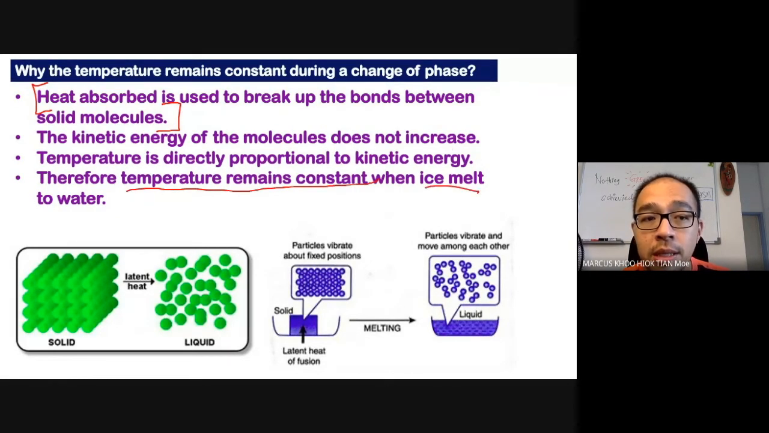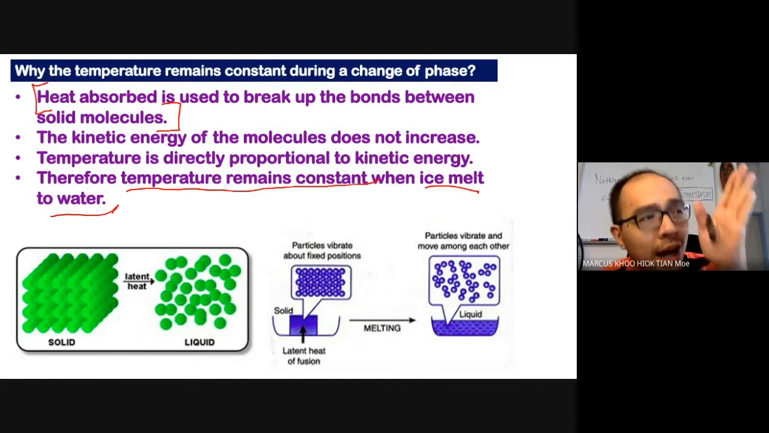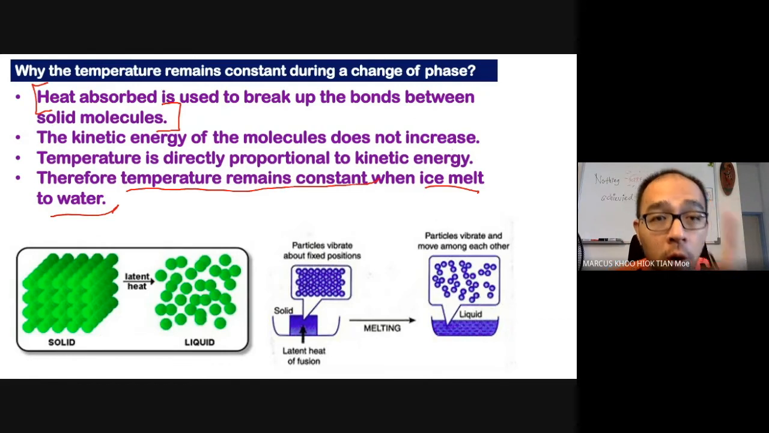When ice melts into water, again, I'm emphasizing the fact: heat can only be used for one thing at one time. It is either increasing the kinetic energy or it is breaking up the bonds between the molecules. Cannot do both at the same time. So heat that is absorbed is used to break up the bonds between the molecules. Kinetic energy doesn't increase, and because temperature is directly proportional to kinetic energy, therefore the temperature remains constant when ice melts into water.